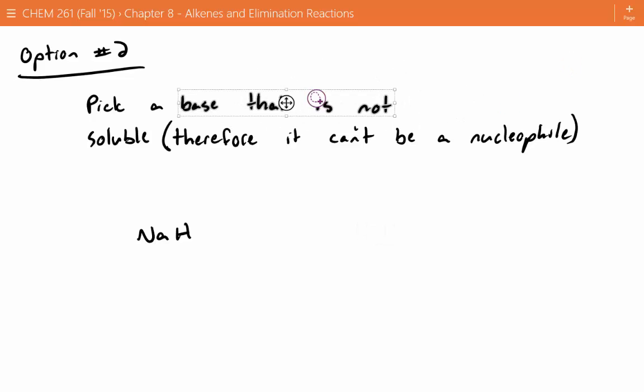So pick a base that is not soluble, therefore it can't be a nucleophile. We like to use sodium hydride. And if you remember, sodium hydride is Na+, and then what's going on with the hydrogen? Yeah, it's not a proton, it's H with a lone pair, negative. So this is an ionic compound.